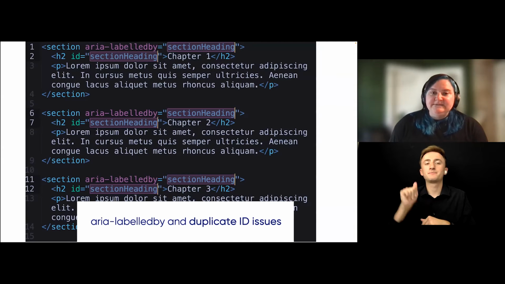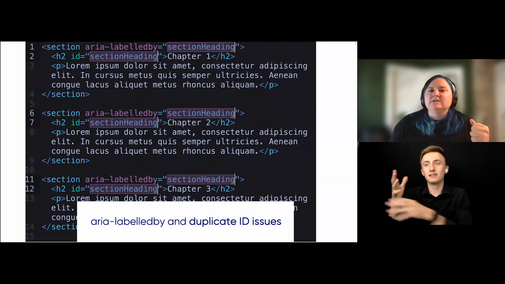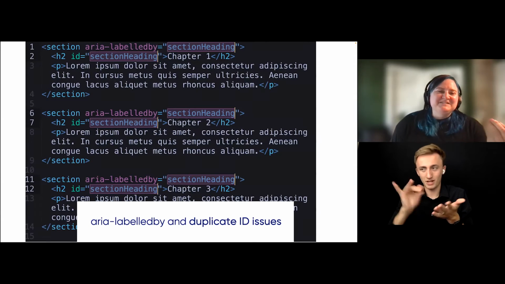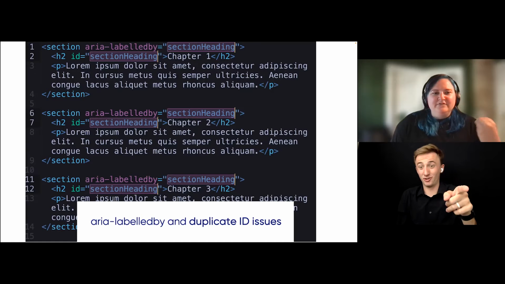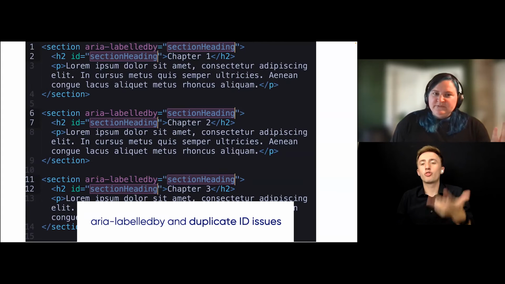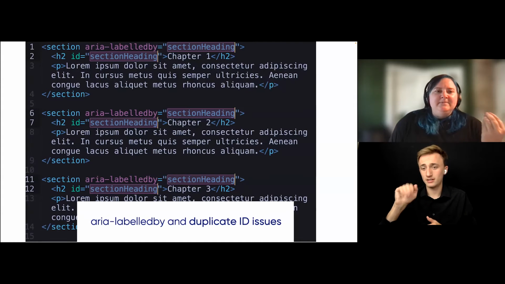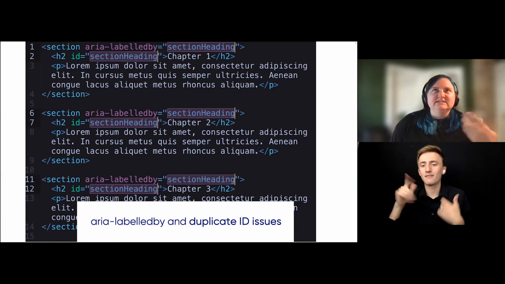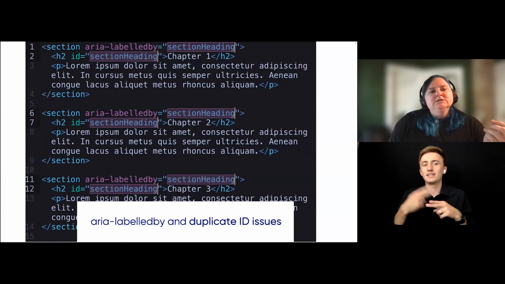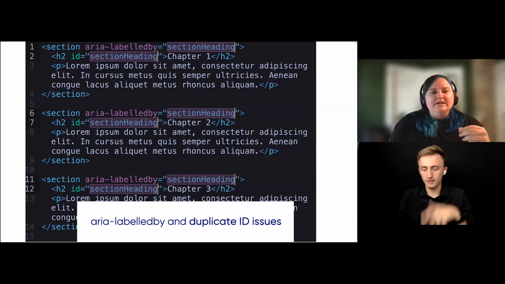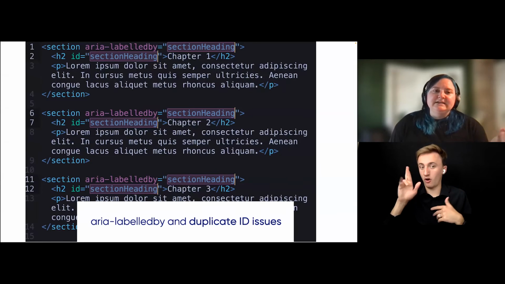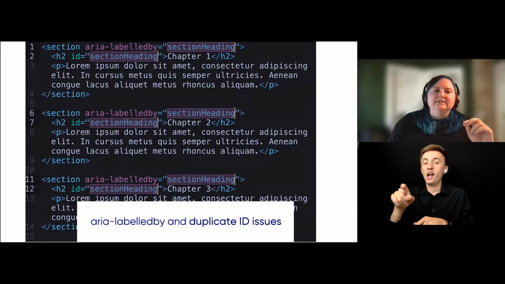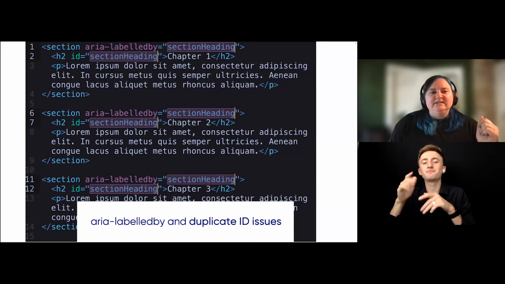ARIA labeled by takes an ID, like I mentioned. IDs have to be unique within the document, like it or not. So in the code example here, we have 3 section elements: semantic HTML, great. Because there's multiple of these and they're landmark roles, they need to have an accessible name associated with them. So we have applied ARIA labeled by, and it's set to section heading, which is supposed to be referencing the nested child heading in each of the sections with an ID of section heading.